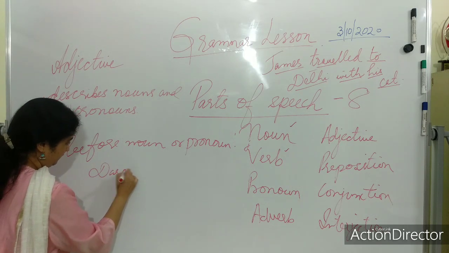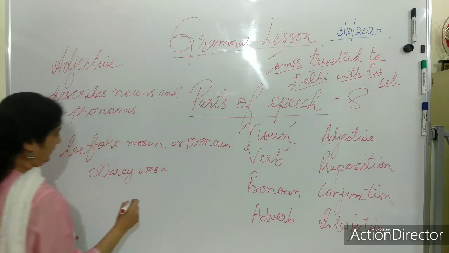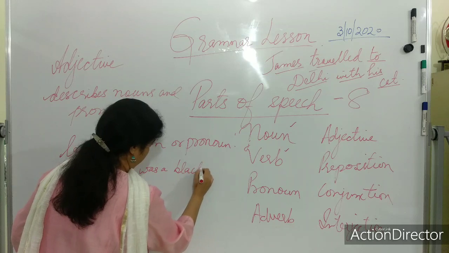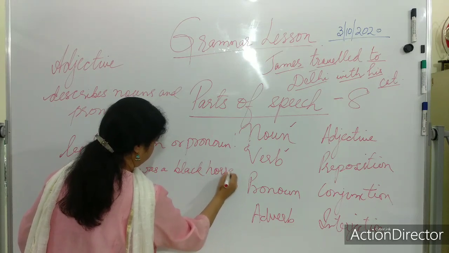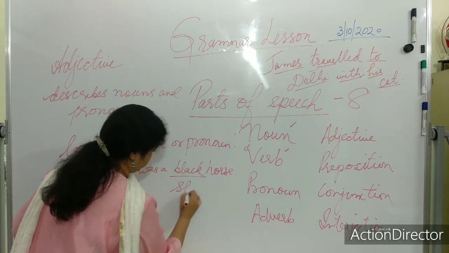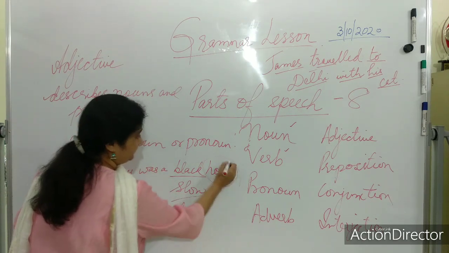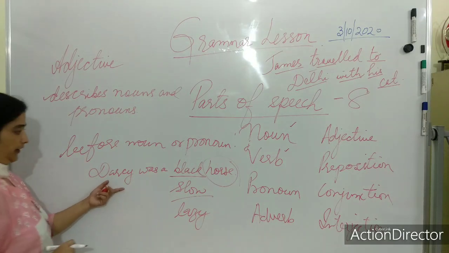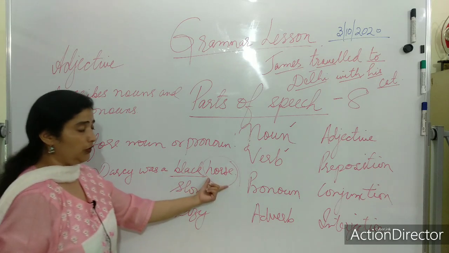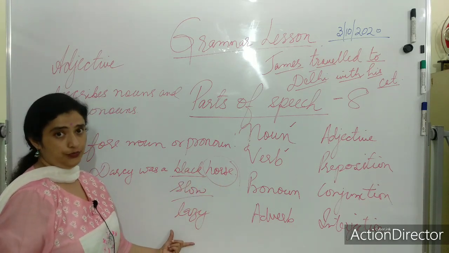Darcy was a black horse. Darcy was a slow horse. Darcy was a lazy horse. Here, there are two nouns, of course: the proper noun Darcy and the common noun horse, and the adjective is being used with it.